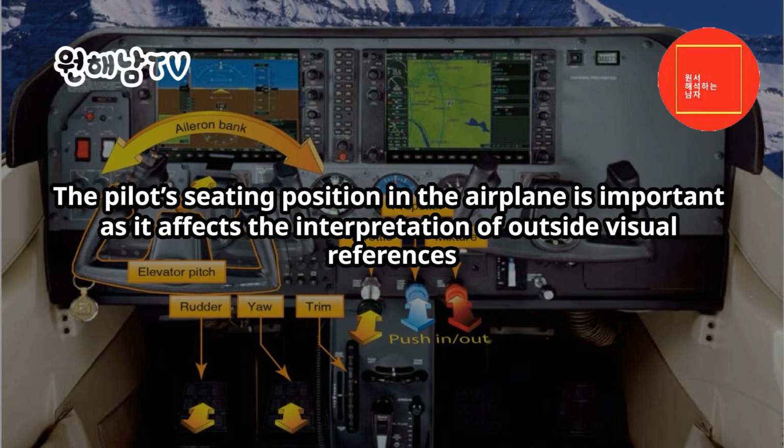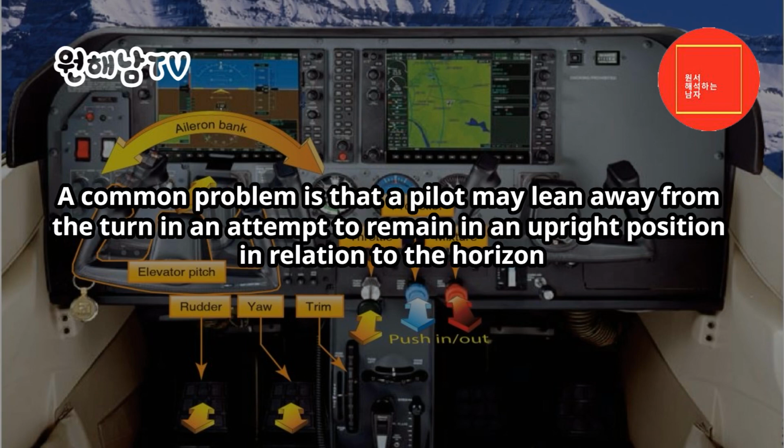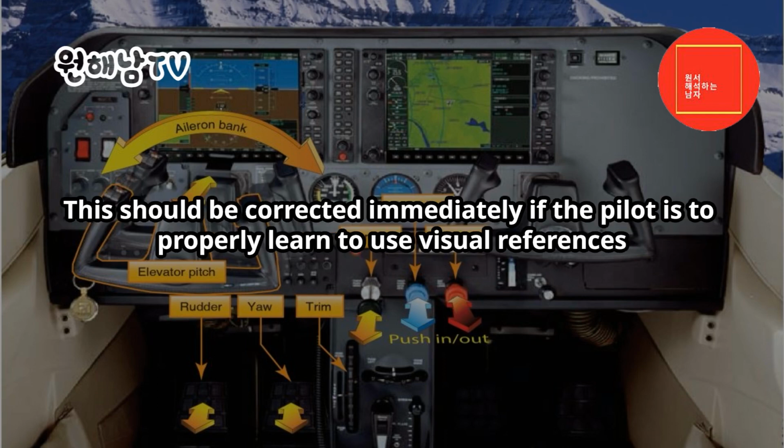The pilot's seating position in the airplane is important, as it affects the interpretation of outside visual references. A common problem is that a pilot may lean away from the turn, in an attempt to remain in an upright position in relation to the horizon. This should be corrected immediately if the pilot is to properly learn to use visual references.